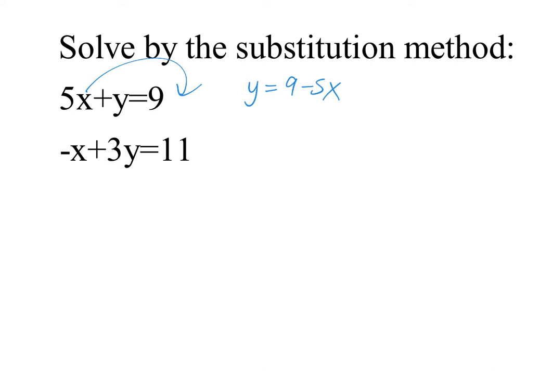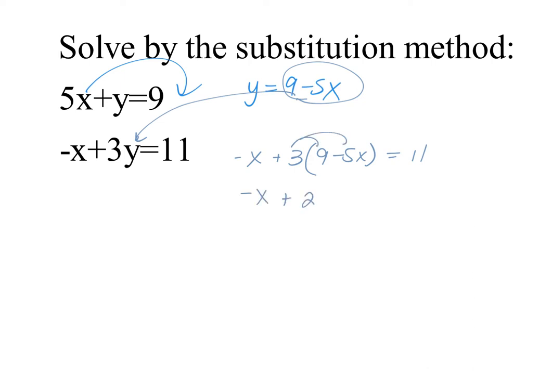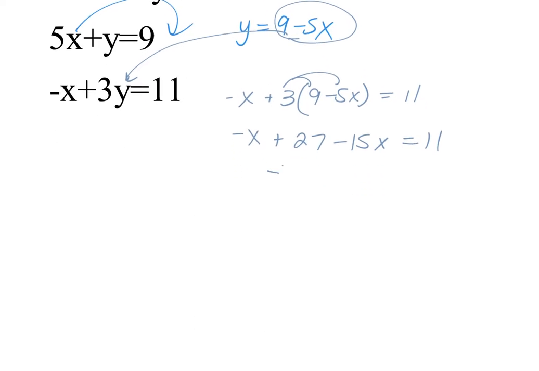So now I take that y equals whatever it equals, and I plug it into the other equation in place of the y. So I get negative x plus 3 times (9 minus 5x) equals 11. I'm going to distribute: negative x plus 27 minus 15x equals 11. Negative 16x plus 27 equals 11. And then I would subtract 27 from both sides. Negative 16x equals negative 16. Divide by negative 16, and x equals 1.